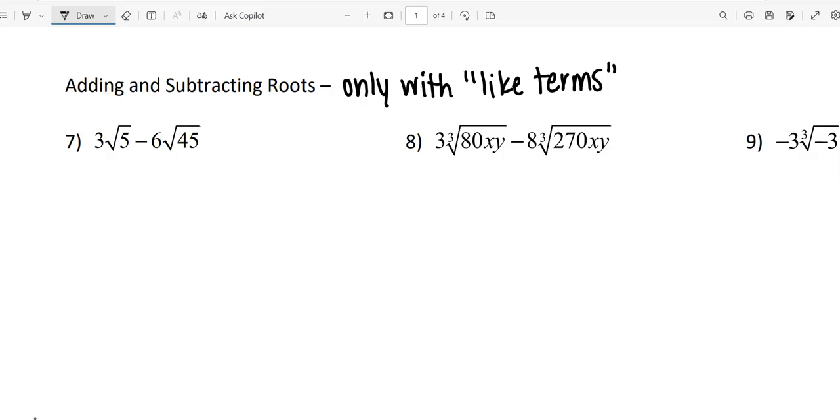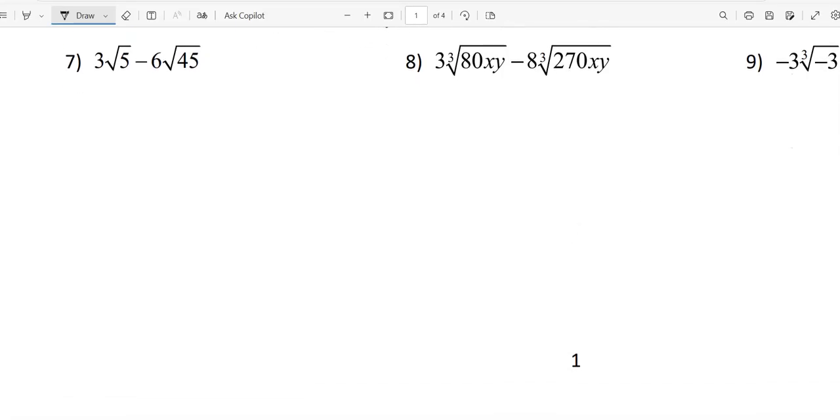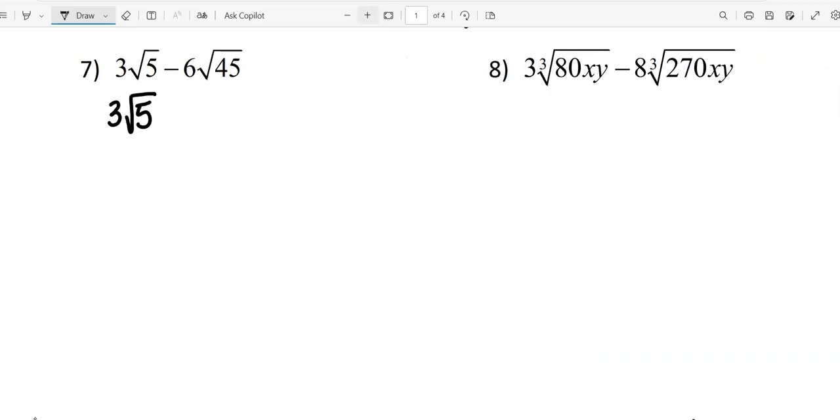And so for number 7, it's nice if you can simplify it first and then try and add and subtract. So with number 7, can I simplify 3 square root of 5? No, the only factors of 5 are 1 and 5, and 1 is a perfect square, but that won't help us. So 3 square root of 5 stays the same. What about the 6 square root of 45?